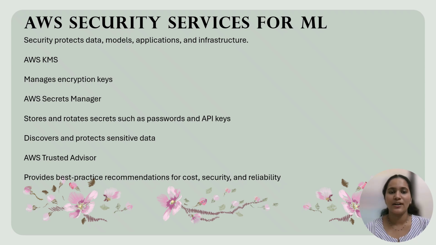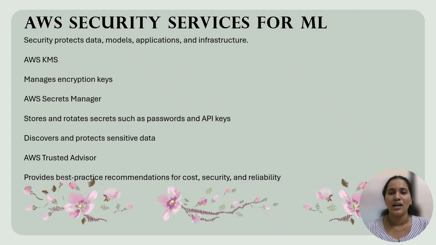Security is a critical part of deploying machine learning applications because it protects data, model applications, and underlying infrastructure. AWS provides several services to help achieve this. AWS Key Management Service (KMS) manages encryption keys that are used to encrypt sensitive data, ensuring that only authorized users can access it. AWS Secrets Manager securely stores and automatically rotates sensitive information such as passwords, database credentials, and API keys, reducing the risk of security breaches.